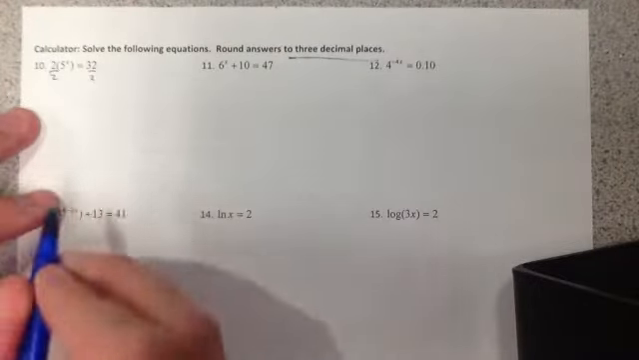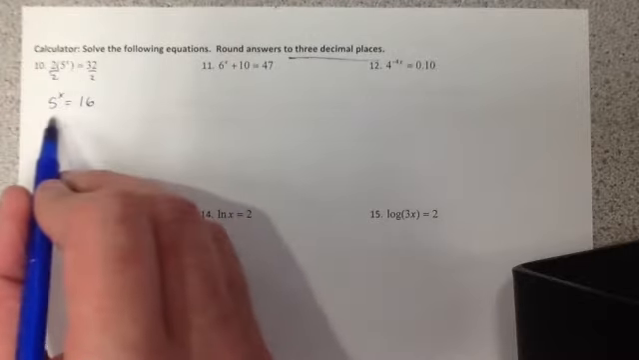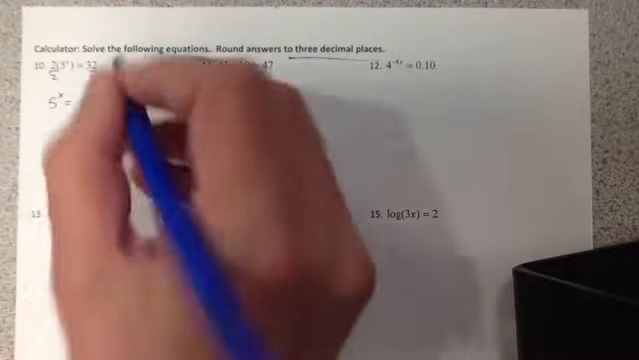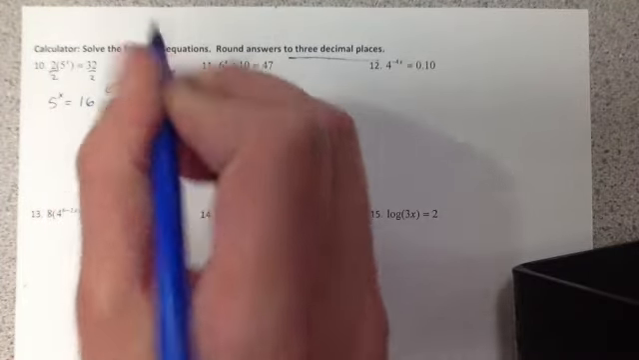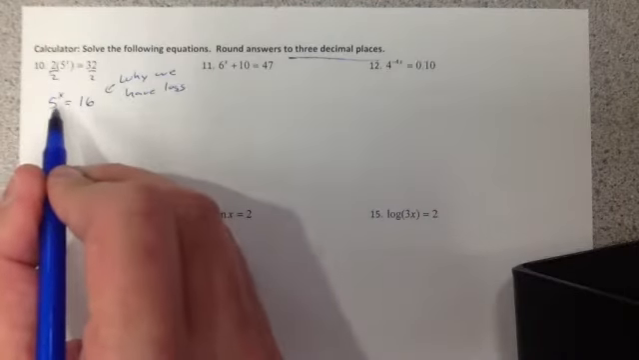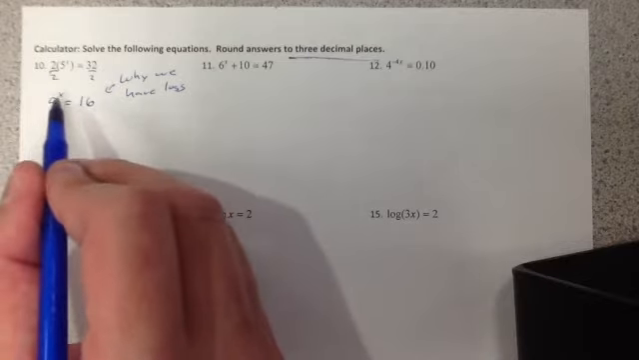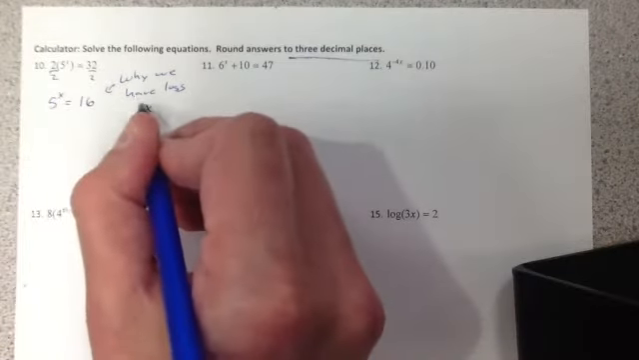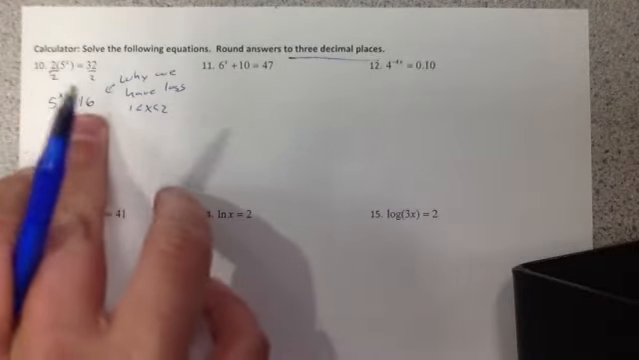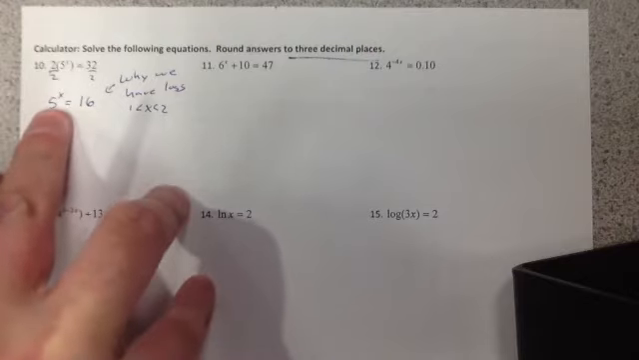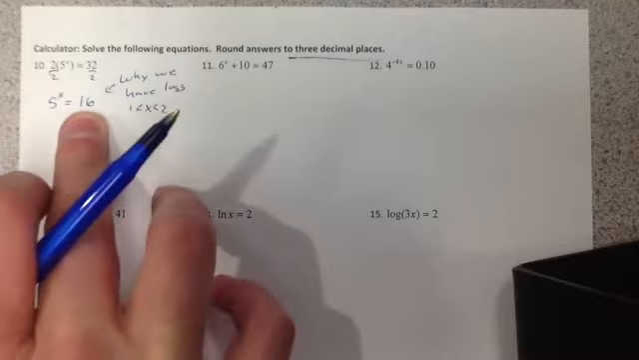I'm going to divide both sides by 2. We're going to get 5 to the x equals 16. Now, this is why we have logs. We can't solve this. Now, I know 5 to the first is 5, and I know 5 squared is 25. So I know x has to be between 1 and 2. But I can't solve this by hand because I don't know what power I need to raise 5 to get 16. But that's what John Napier came up with, logarithms.